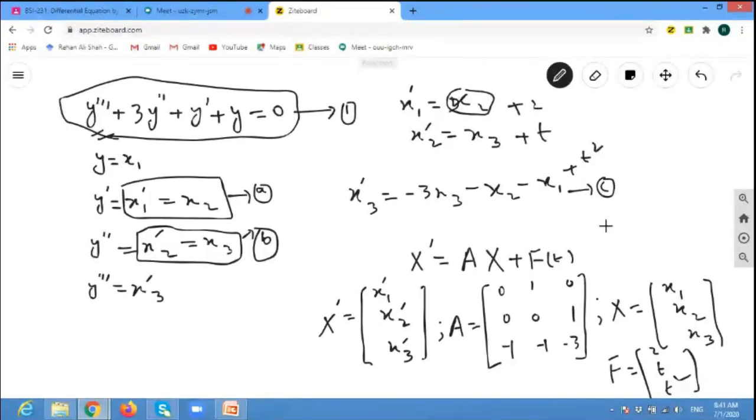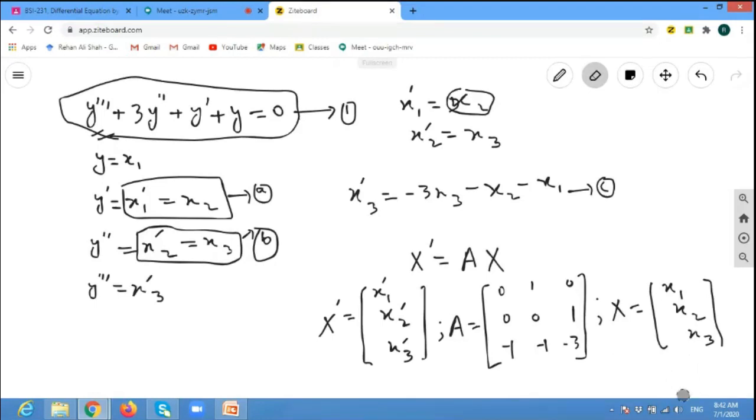So every non-homogeneous first order system can be written as x dash is equal to ax plus f, where f is the non-homogeneous term, which is 2, t and t square. So ये clear हुआ ना? Every homogeneous system can be written in the form x dash is equal to ax, and every non-homogeneous system can be written in the form x dash is equal to ax plus f. Is it clear? Yes, sir. Okay.